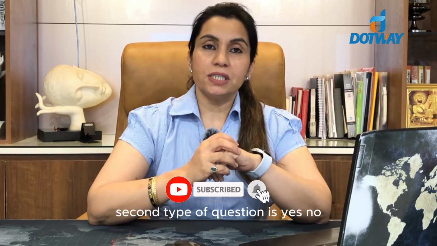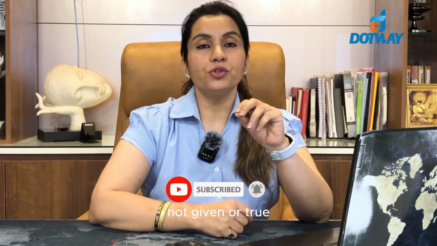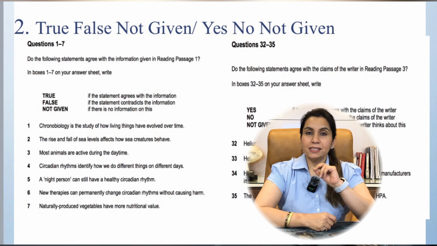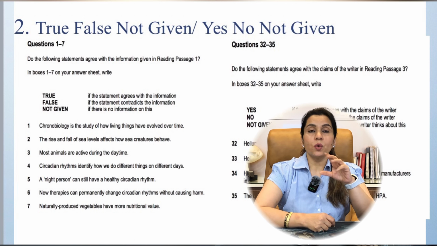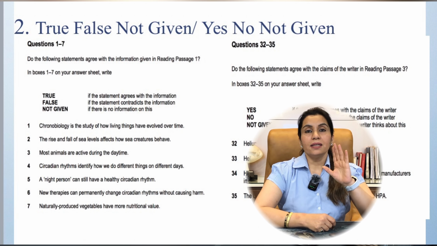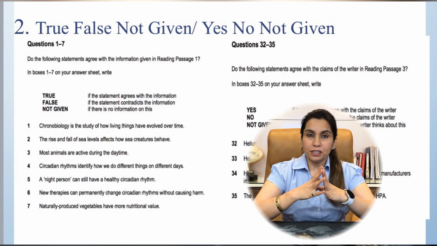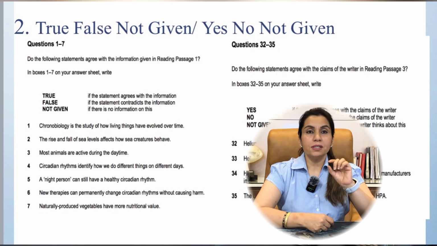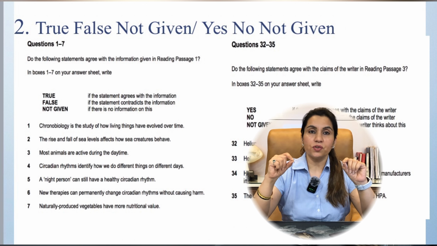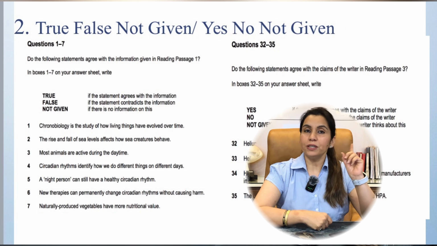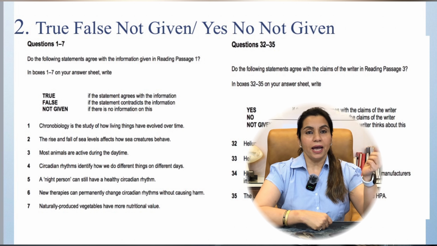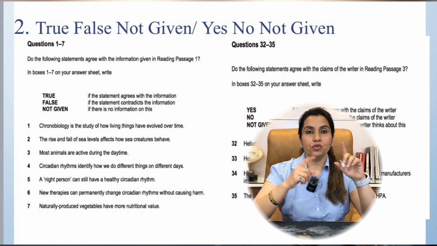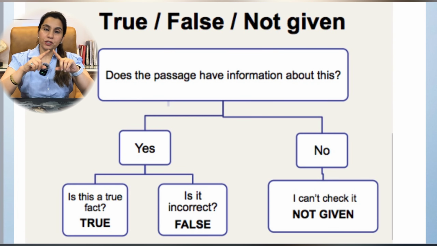The second type of question is yes, no, not given, or true, false, not given. Students find these questions quite confusing. But the simple trick is that in this type of question, you will need to read the question first, underline the keywords and understand what that question is trying to say. And then you will need to go back to the passage and read it to see whether the information in the question and the passage matches.